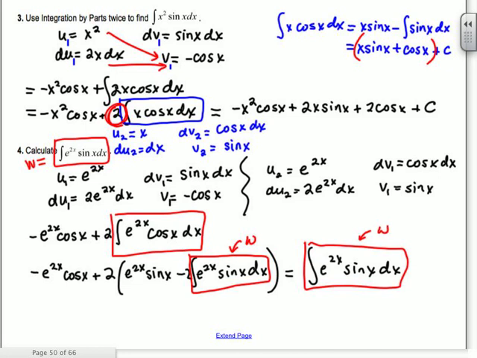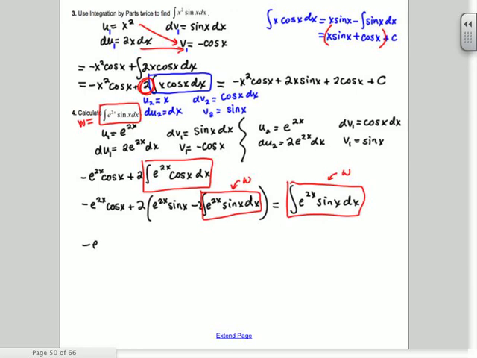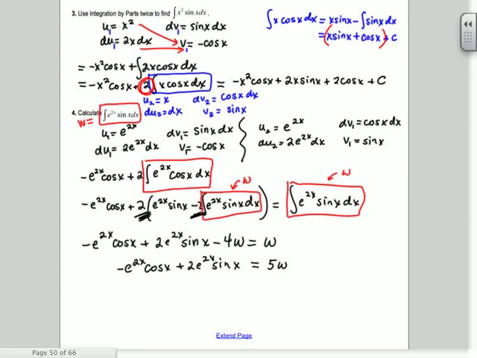Okay, so I'm going to rewrite. So I'm going to say we have negative e to the 2x cosine of x plus 2e to the 2x sine of x, minus, that would be 4w because you had a 2 out front, this 2 right here, times a negative 2. So minus 4w equals w. Did you guys see how we solve for w? Yeah, put w's on both sides. 5w. And then divide by 5.